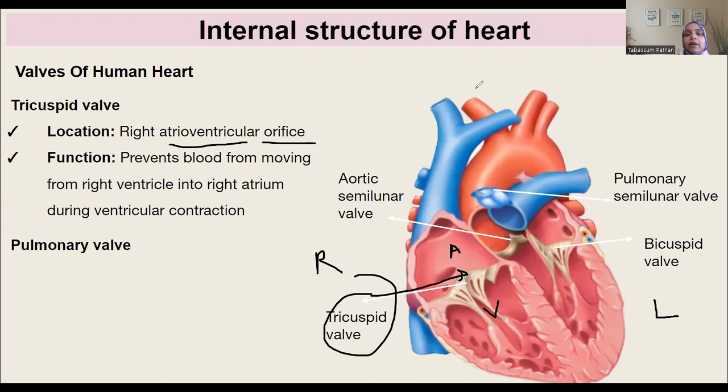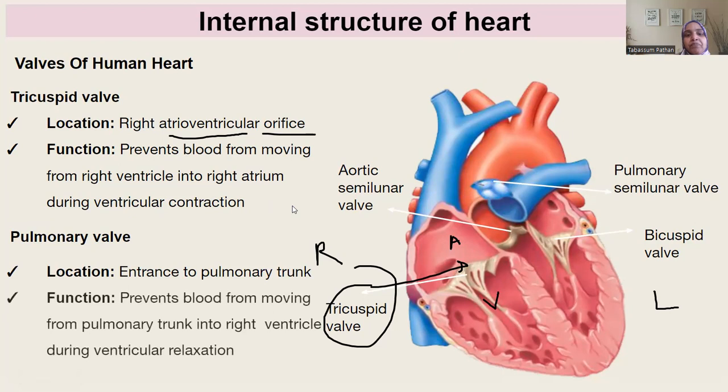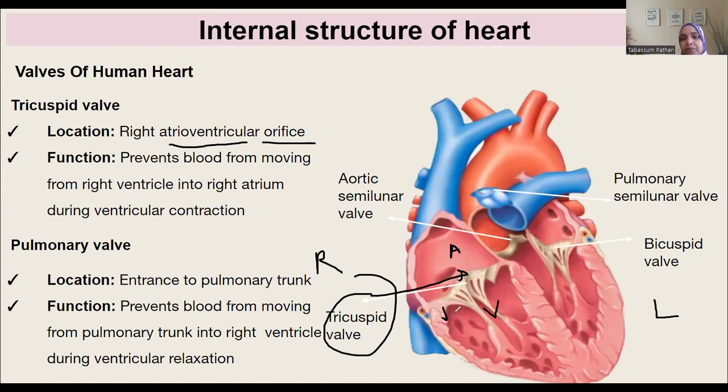Then the pulmonary valve, which you can see over here. What is the function of the pulmonary valve? It is at the entrance of the pulmonary trunk. It prevents the blood from moving from the pulmonary trunk into the right ventricle during ventricular relaxation. So the blood which came from here to here will now go from here to here. You can see the arrow.